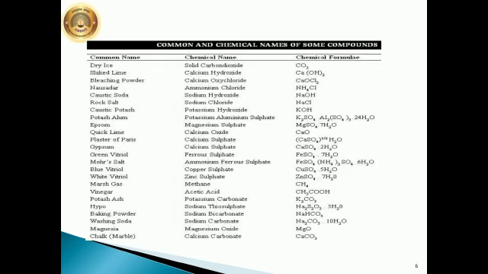Now in the given table, you can see the common and the chemical names of some compounds. You all will write down these names in your notebook. You have studied about carbon dioxide, ammonium chloride, calcium oxide, copper sulfate, zinc sulfate and their molecular formulas.